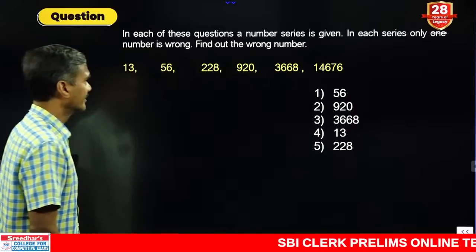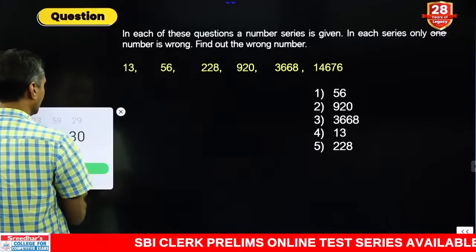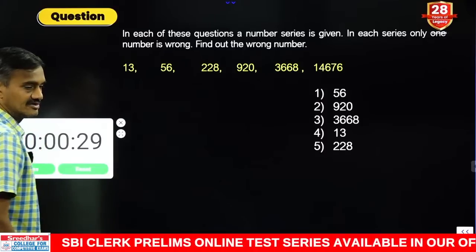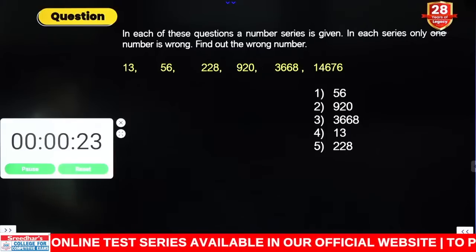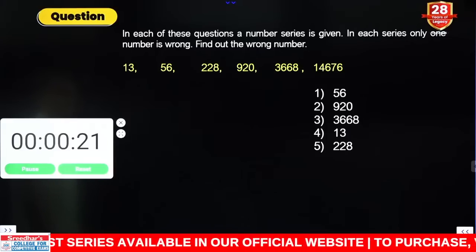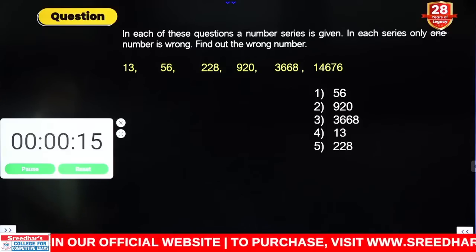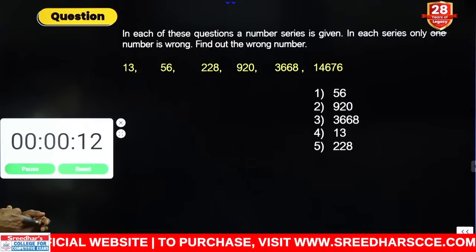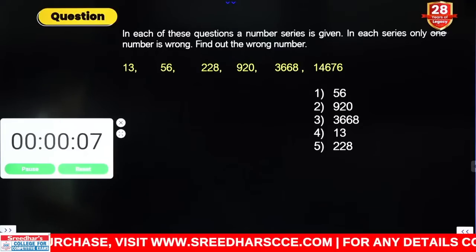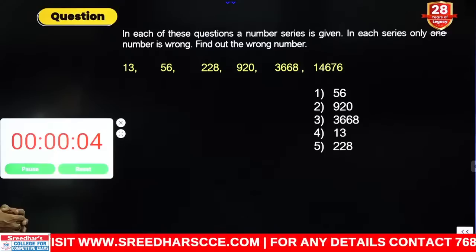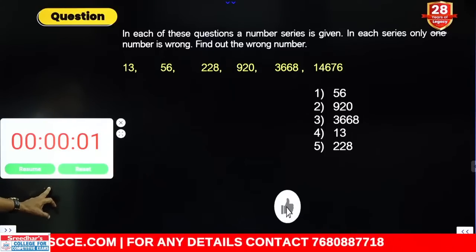Then coming back to this one. Now number series. In this number series we need to find out the wrong number. Yes, your time starts now, make it fast. Now wrong number series. Regularly we discuss series and wrong number series. Very less time is left over, make it fast. 13, 56, 228, 920, 3668, 14676. Then tell me what is the wrong number in this. As your time is up, then coming back to this one.